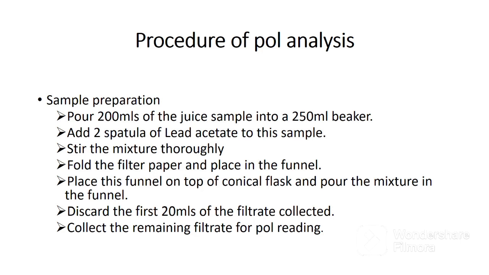When the samples come into the lab, it's good to sieve to remove the suspended solids. After that, let me assume we are doing the analysis of filtered juice. So you pour 200 ml of the juice sample into a 250 ml beaker, then add 2 spatula of lead acetate, then stir the mixture thoroughly. Next, fold the filter paper and place in the funnel. Next, place this funnel on top of conical flask and pour the mixture in the funnel. Next, discard the first 20 ml of the filtrate collected, and finally collect the remaining filtrate for pol reading.